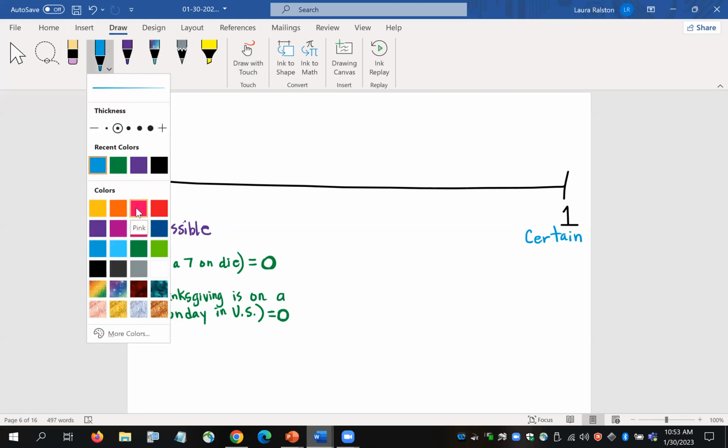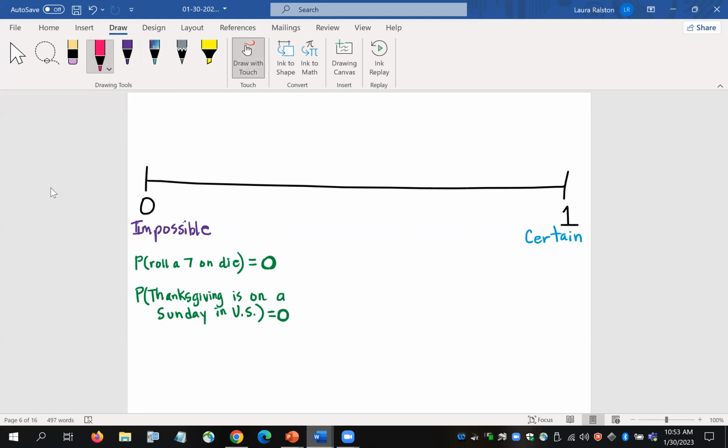So for example, let's say, what's the probability we roll a number less than 7 on a die? Okay, well, all of the numbers on a die are less than 7. So regardless of whether I roll a 1, a 2, a 3, a 4, a 5, or a 6, I'm going to have a number less than 7. So that event is going to happen regardless. So the probability is 1 or 100%.